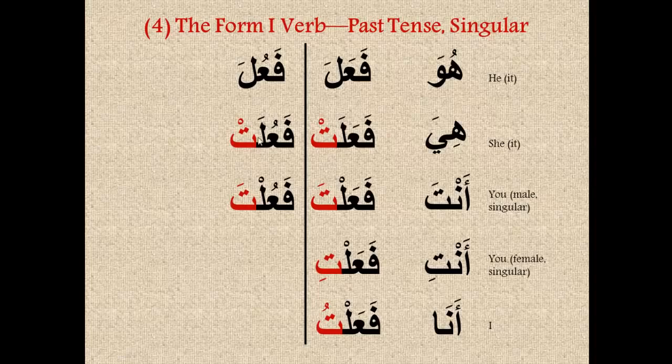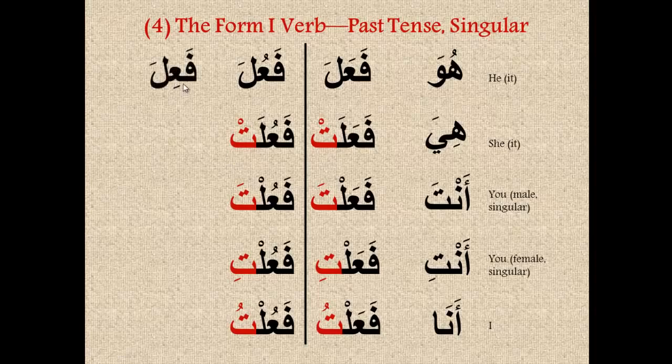That's part of the verb itself. It doesn't change. Anti, we predict that it would have a t at the end because this marks the pronoun anti. There's a correspondence, and that is again the case. Fa'ulti. And ana, we predict will have a tu. Fa'ultu. So again, let's go through this list. We have huwa fa'ula, hiya fa'ulat, anta fa'ulta, anti fa'ulti, ana fa'ultu.